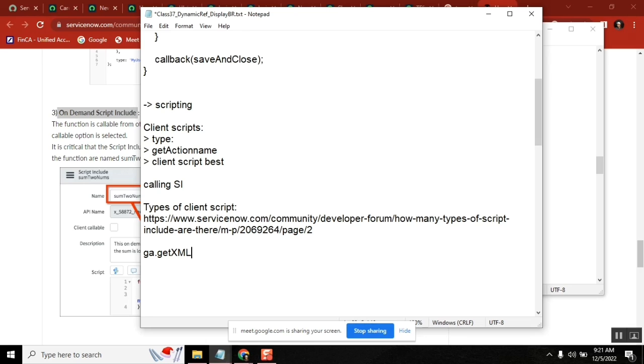You see it, right? Everyone? Yes, sir. So getXML is there. GetXMLWait is there. So this is a very, very important question. So wait, no wait. Synchronous, asynchronous.